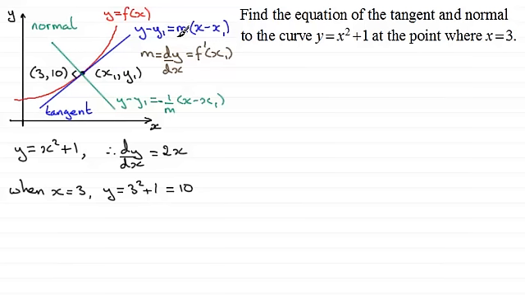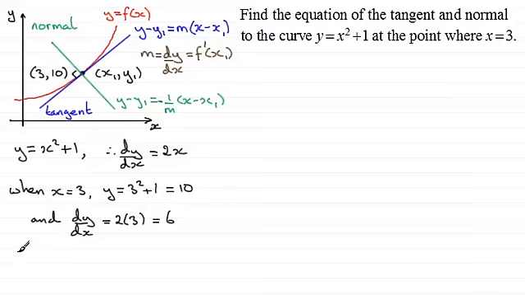What we need is m, the gradient of the tangent, in order to get the equation of the tangent. So what we can do is work out what the value of dy by dx is when x is 3. So we'll just put here dy by dx equals, well, it's 2 times x, so it's going to be 2 times 3, which is clearly 6. A positive gradient, which is what we would expect here.